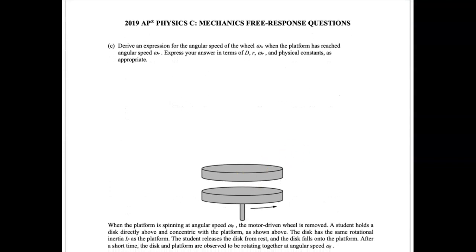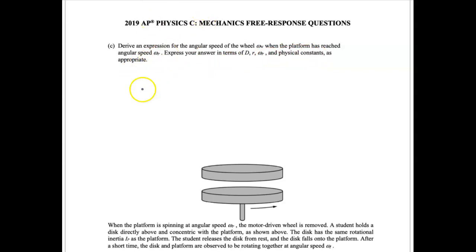Next thing they want us to do is derive an equation for the angular speed of the wheel when the platform has reached an angular speed of omega p. They want us to express our answer in terms of d, r, omega p and physical constants, as appropriate.